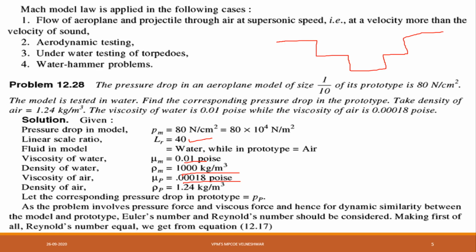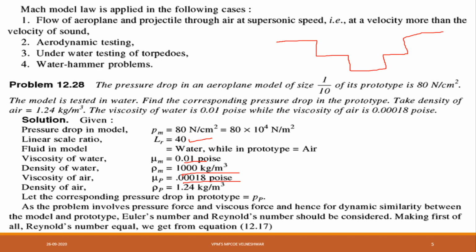So here what do we have to find? We have to find the value of Pp, that is nothing but pressure in prototype. Pm value is given, we have to find the value of Pp. Now, as the problem involves pressure force and viscous force, for dynamic similarity between model and prototype, Euler's number and Reynolds number should be considered.